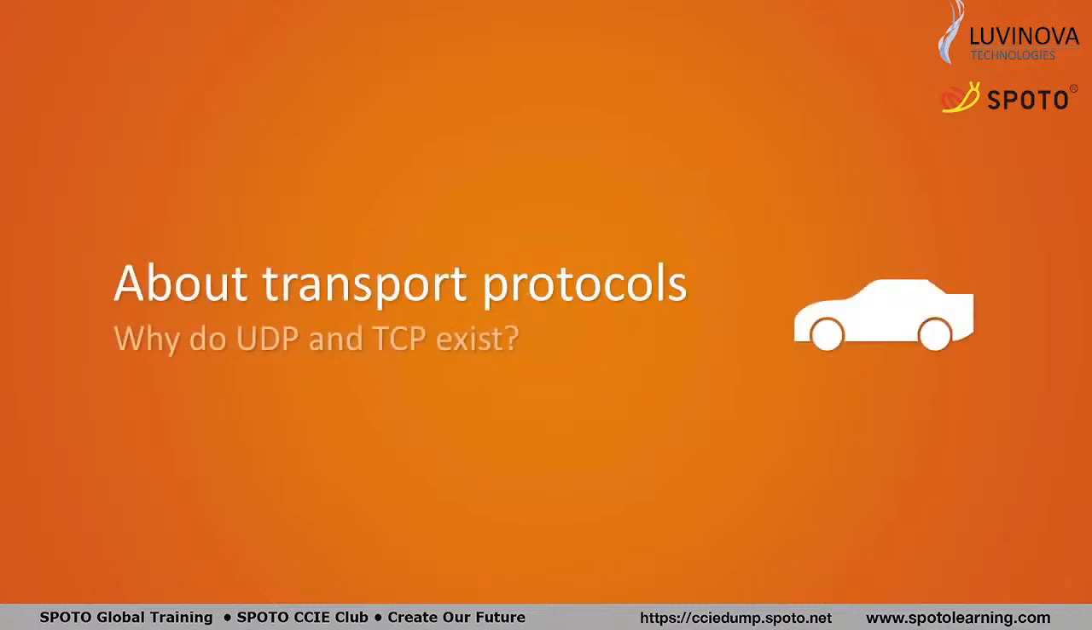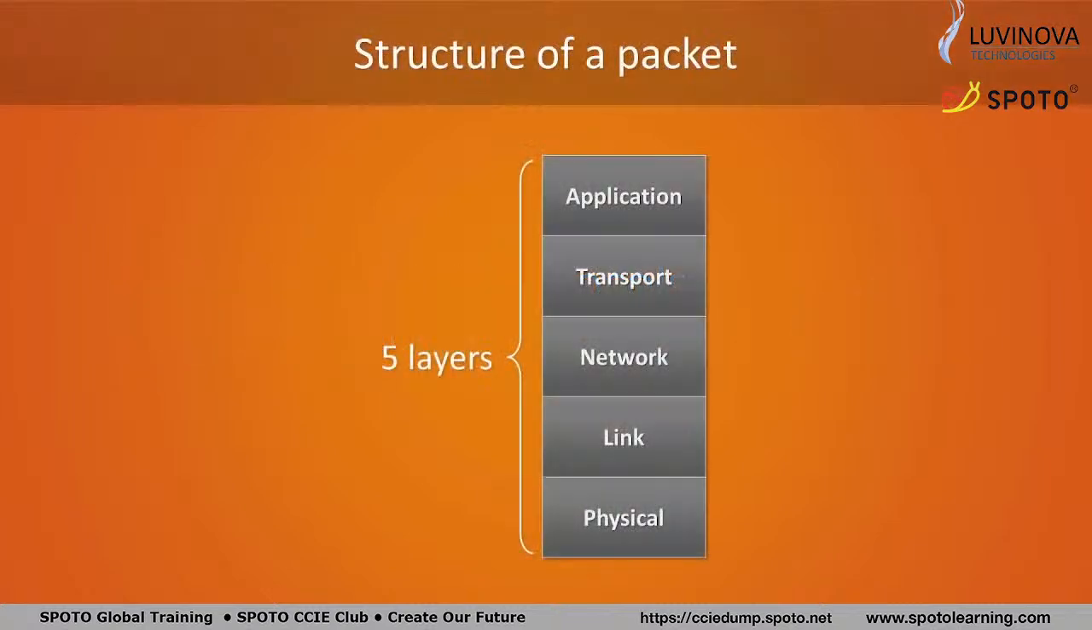In this video, we'll cover the two major transport protocols, UDP and TCP. Before we do that, though, let's talk about transport protocols in general to understand why we need them in the first place. On the internet, every network packet follows this five-layer structure. We have the application layer, the transport layer, the network layer, the link layer, and the physical layer.